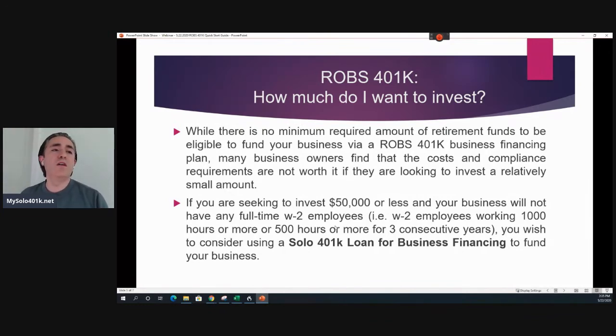If you are looking to invest $50,000 or less, and your business is not going to have any full-time W-2 employees, that's a W-2 employee working 1,000 hours or more, or a W-2 employee working 500 hours or more for 3 consecutive years, you might want to use the solo 401k loan for business financing option, where you would set up a solo 401k and then take a loan from that plan to fund your business. I will include a link in the description when this video posts on YouTube, where you can learn more about that option.